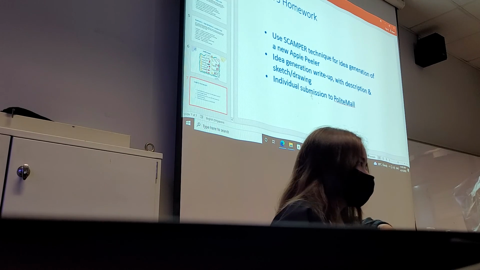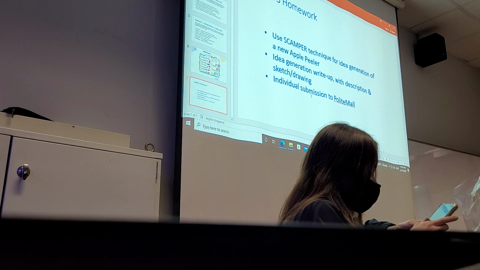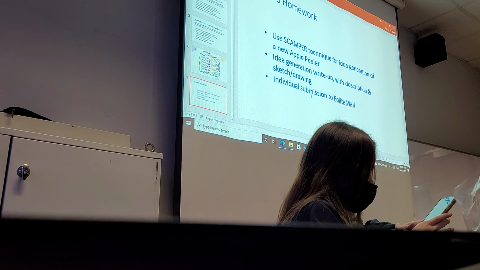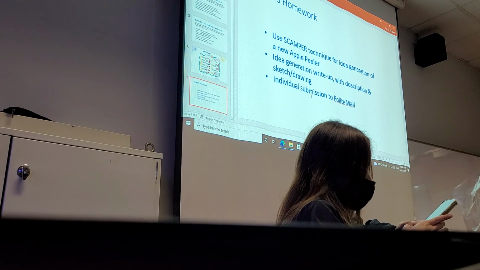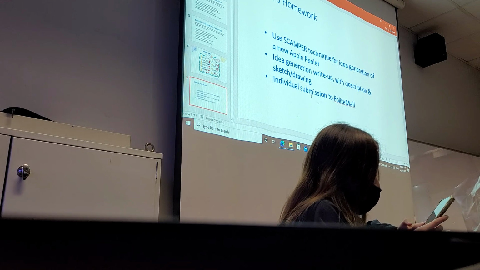Then week 5 is idea generation. Idea generation means you come up with some illustrations, some ideas. These ideas use SCAMPER as the approach. Any questions, class? Is it quite clear? So I think today I will end here.